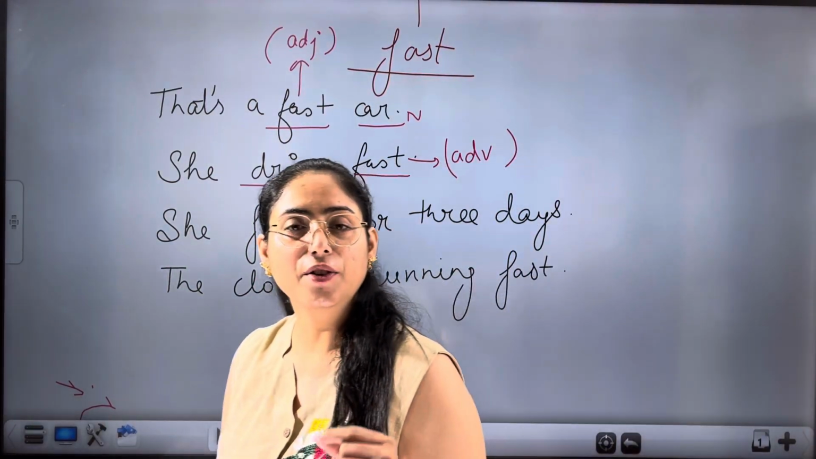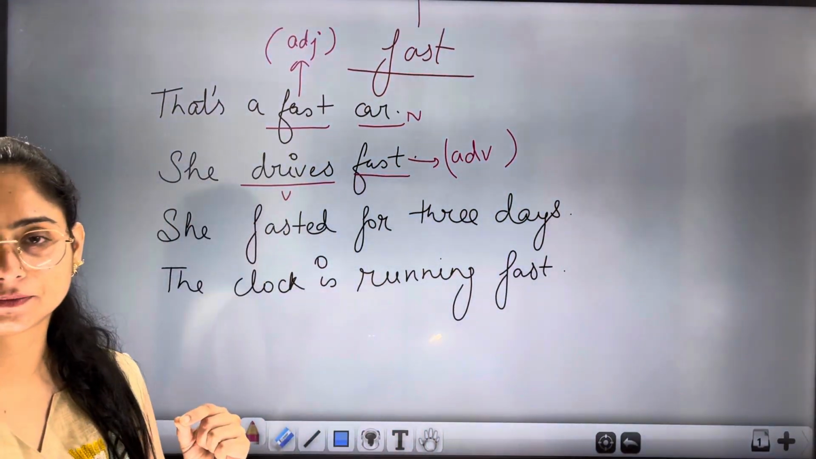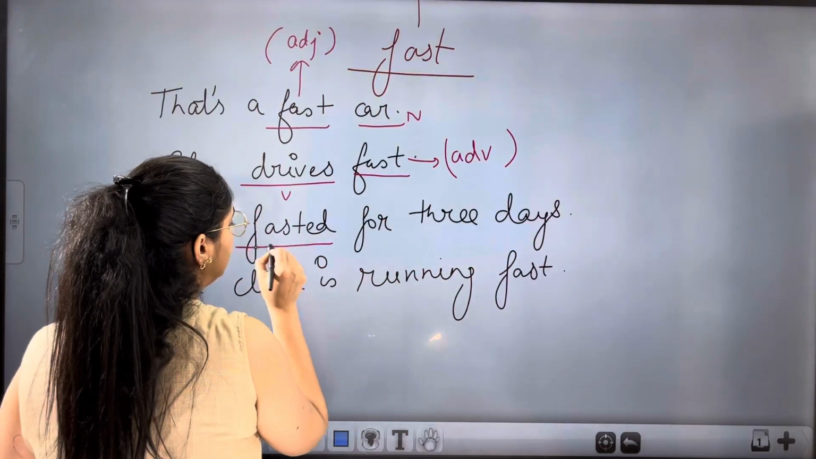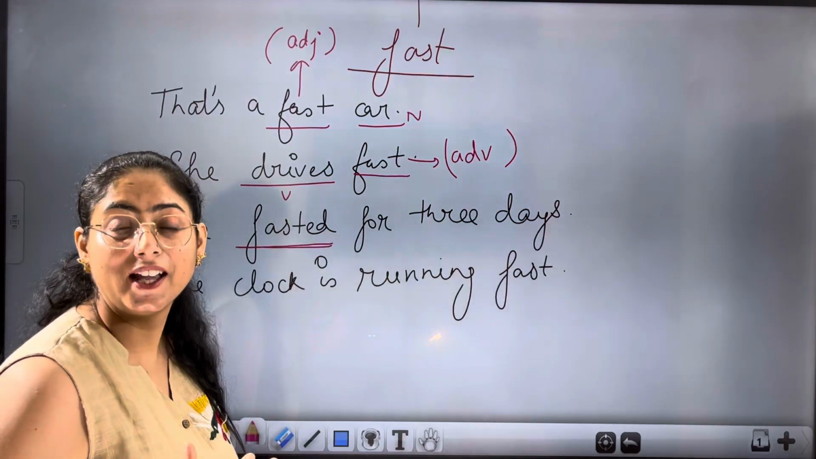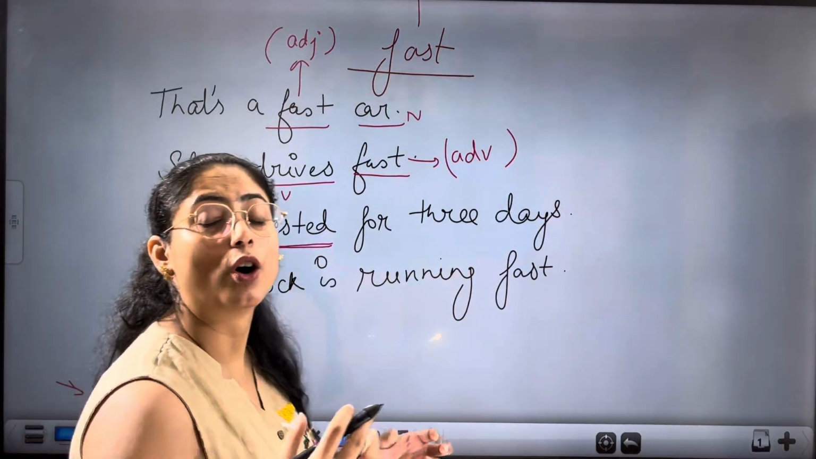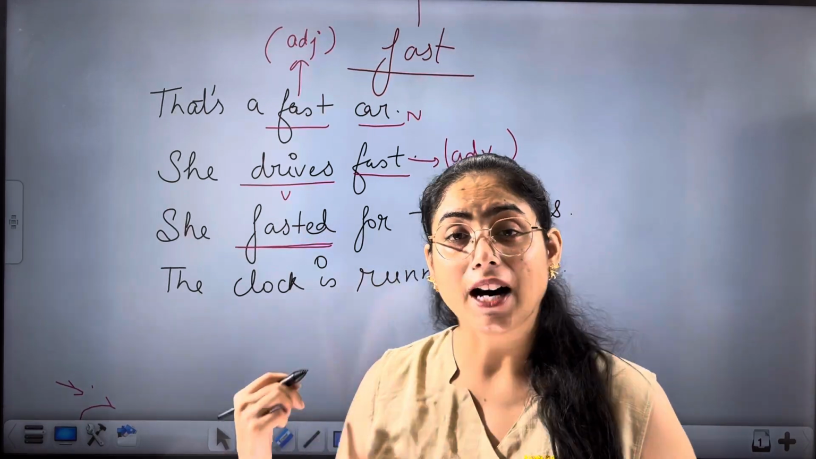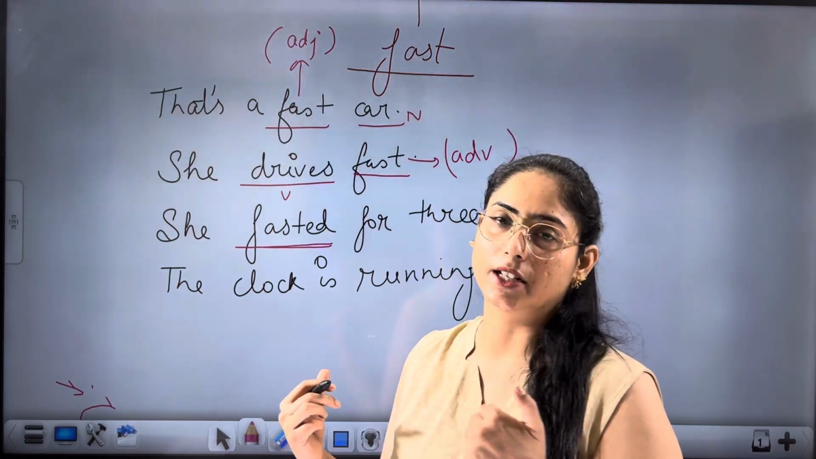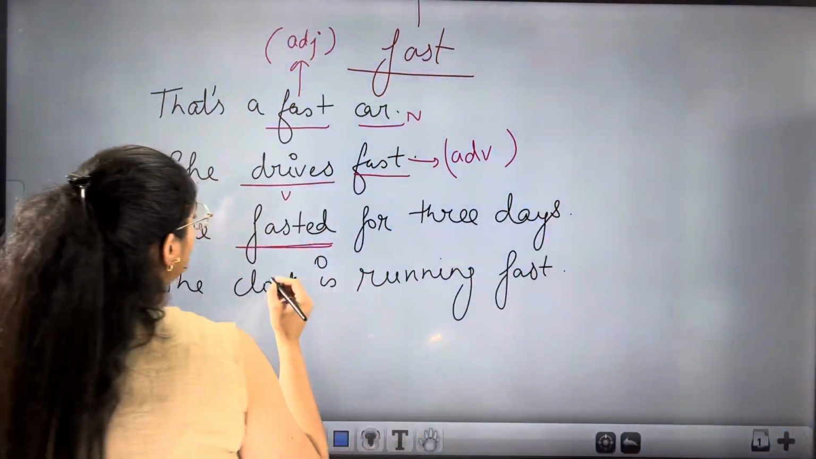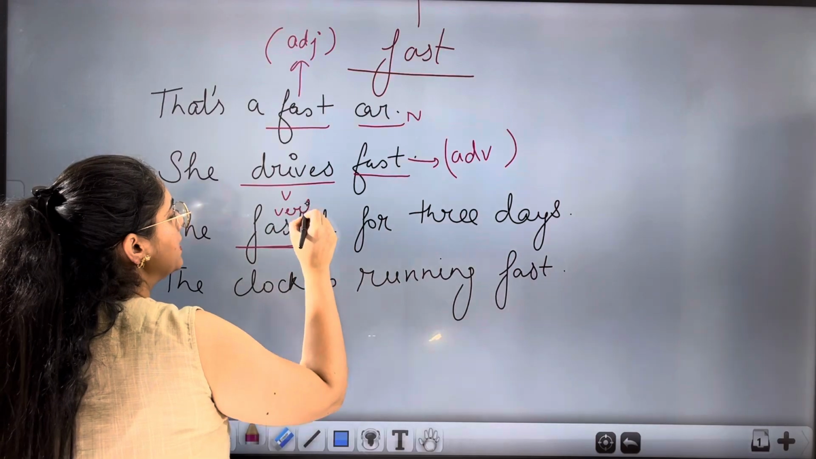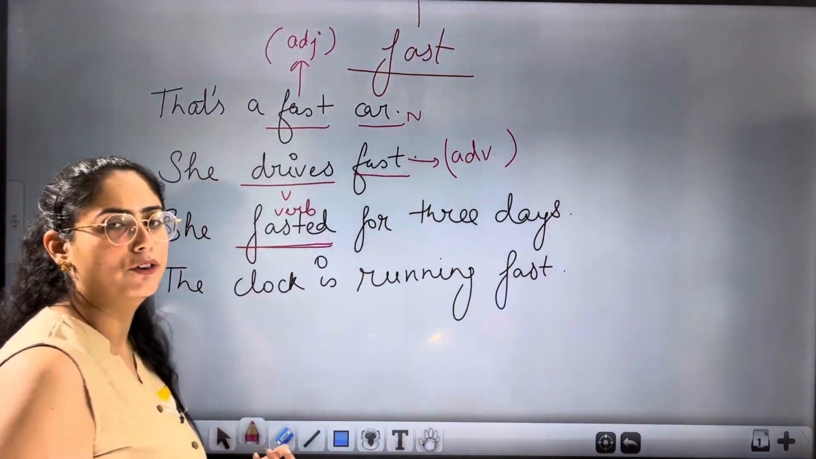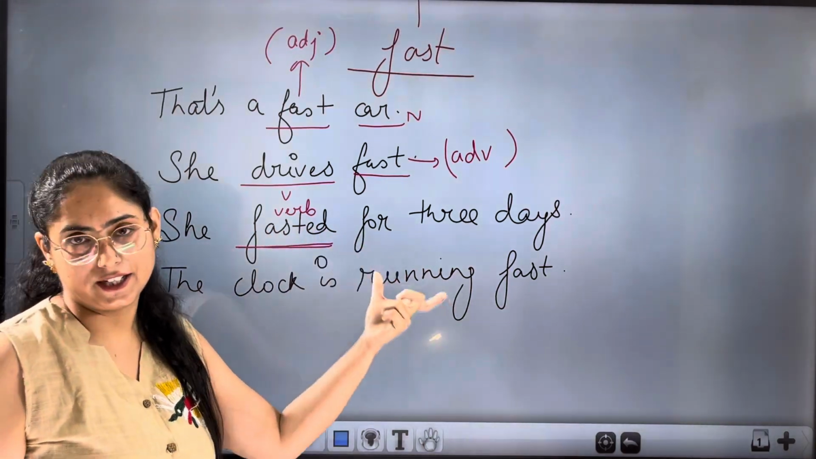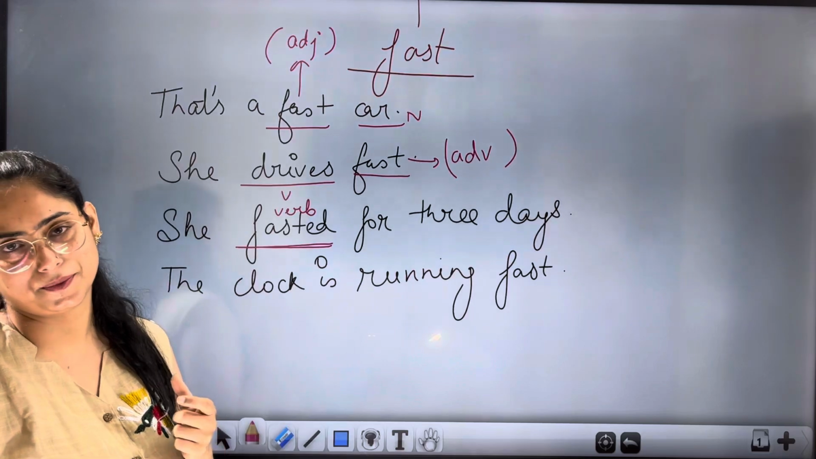Third is she fasted for 3 days. What did she do? She fasted for 3 days. This is showing an action. Here, fast or fasted is a word actually. Fasted is neither acting as an adverb nor an adjective. What is fasted? Fasted is a verb here. It is acting as a verb, moreover the ed form of the verb. Here fast is neither an adjective nor an adverb.